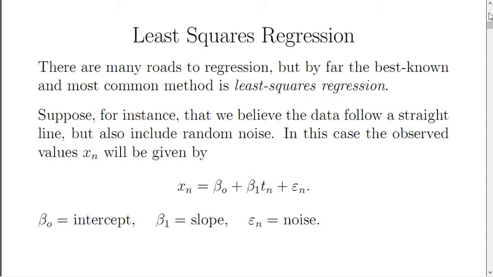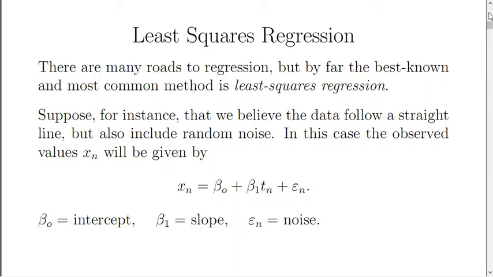Now, there are many roads to regression, but by far the best known and the most common is least squares regression. There are lots of different kinds of regression, and we're going to look at many different kinds. We're also going to look at least squares regression in incredible detail, but those are coming later on. Today we're going to take a first look at least squares regression so you get an idea of what it's really about. Suppose, for instance, that we believe the data follow a straight line.